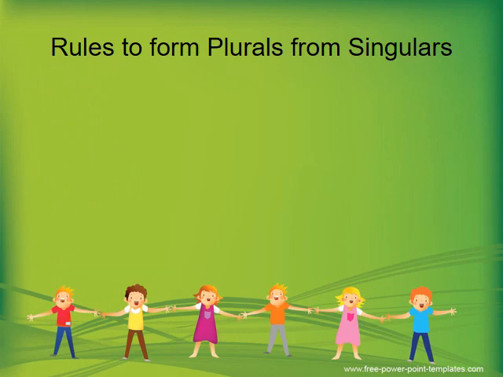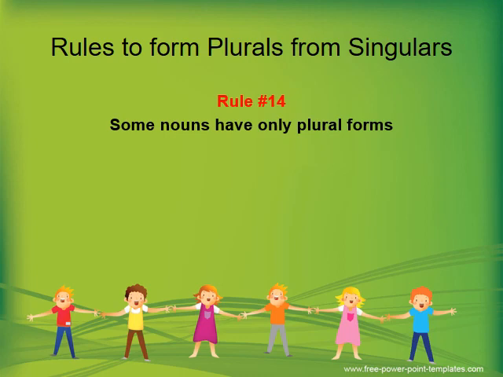Now let's come to rule number 14. This rule says some nouns have only plural forms. Let us understand this rule by giving some examples. Yes, goggles. Goggles is a noun which has only a plural form. It doesn't have any singular form.